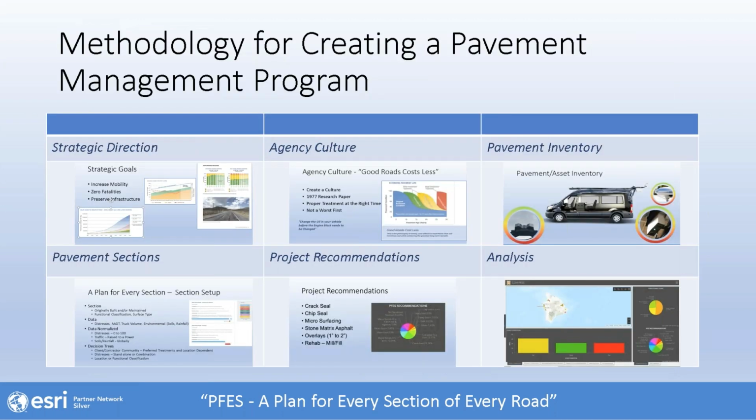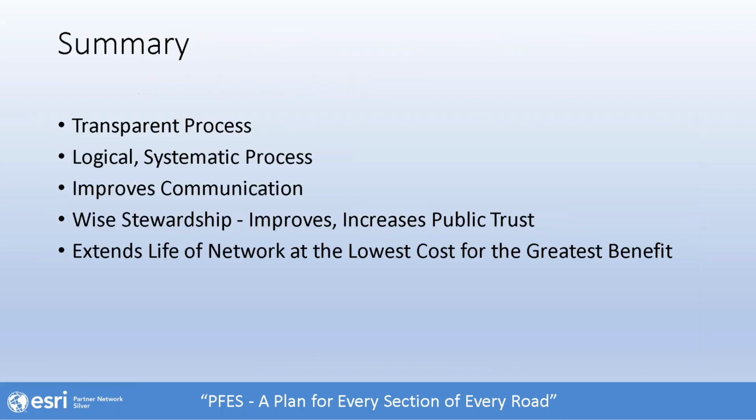So we've gone through all of the 6 steps from strategic direction to analysis. This is based on my career when I was at the Utah Department of Transportation, but it's been beneficial as we've talked to clients to create a roadmap. Just don't go out and buy a fancy piece of software, but understand what's really important to the agency. Create a culture.